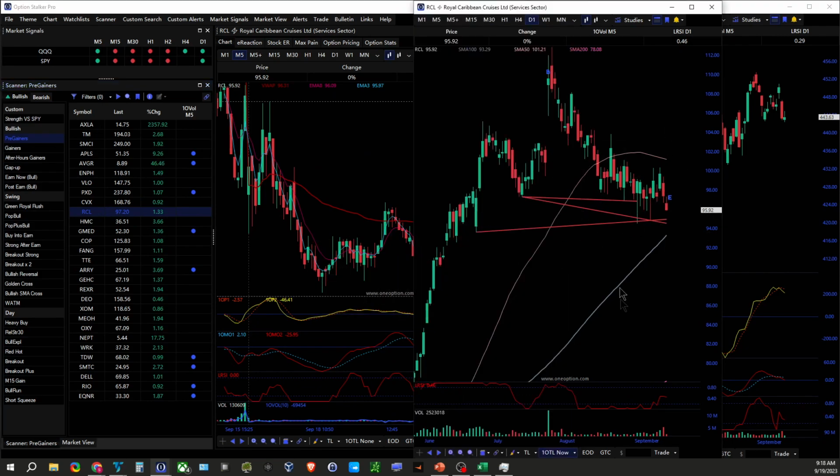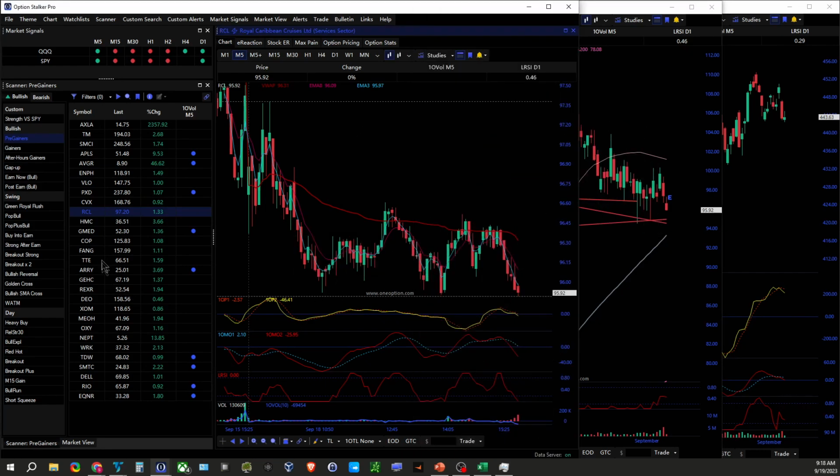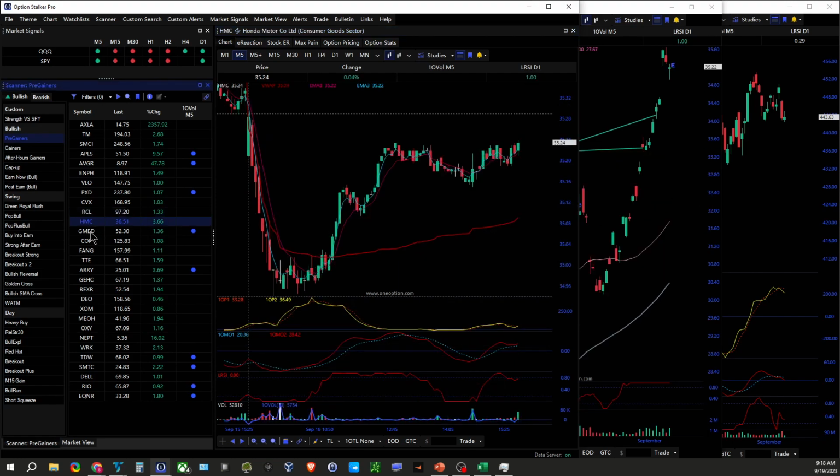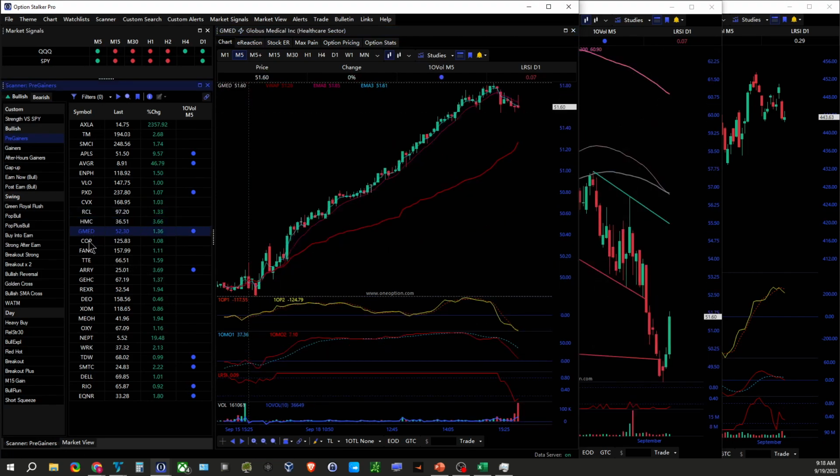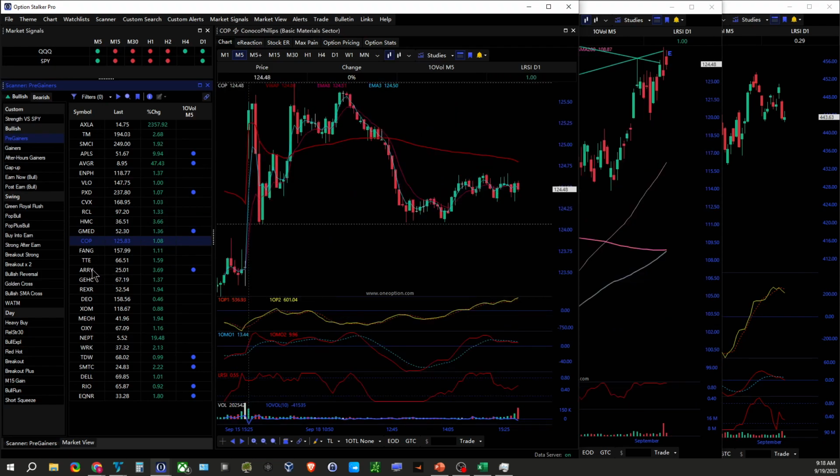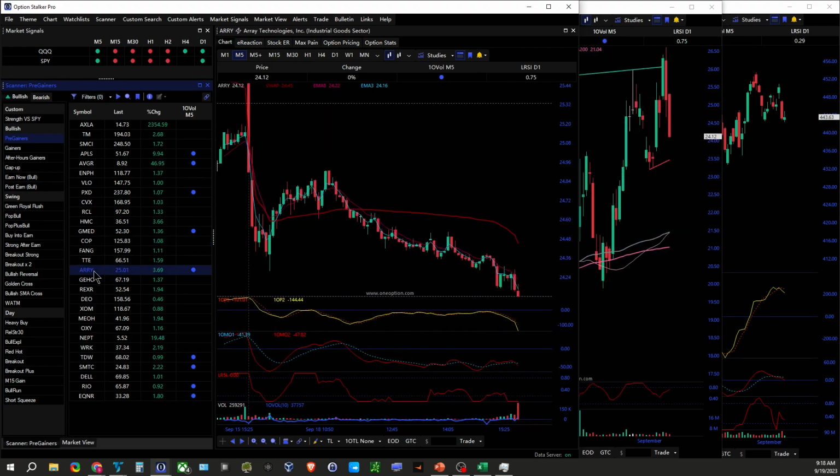Yeah, same thing. Looks terrible. Needs to get above the 50 SMA, and ideally this candle. This big candle needs to get overcome. I don't like that it's down here. HMC, volume's terrible. ARRY, again, no.